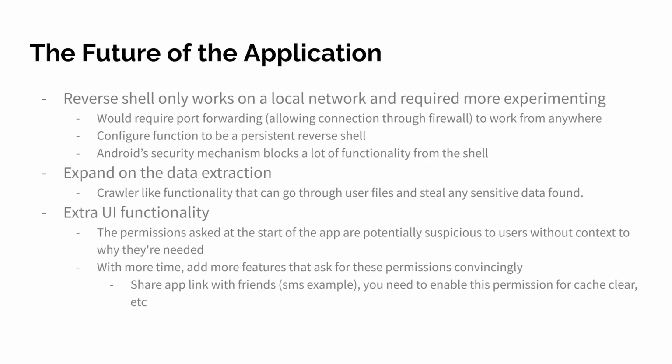And we want to make the user interface more beautiful so that it's more attractive to the user. The permissions asked at the start of this app are potentially suspicious, so we want to eliminate that, or ask for them without the user knowing the context of what they are doing. With more time, we would ask for permission convincingly, for example, with an SMS saying you need to enable this permission for cache and clear.